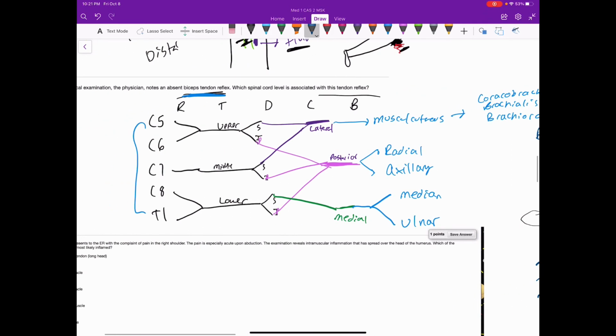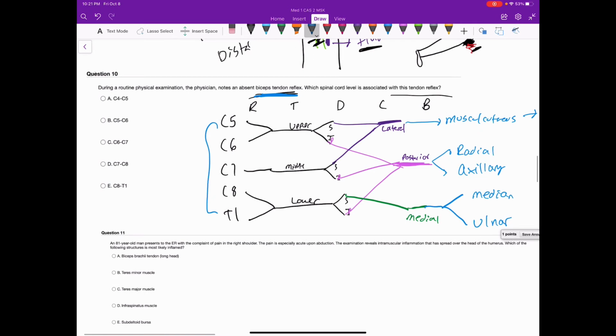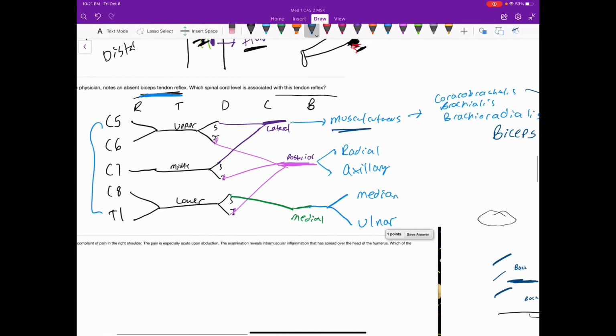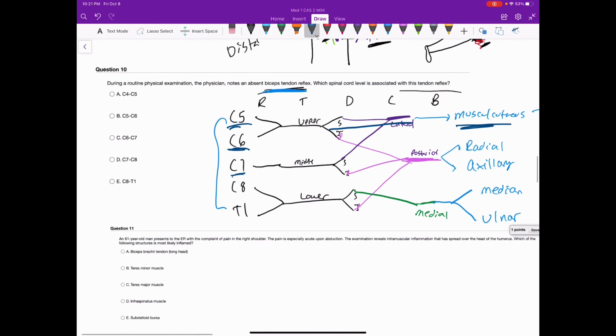So if you're trying to flex the biceps, what are you going to do? Well, you're going to use this musculocutaneous nerve. Where's he coming from? Well, if you follow him all the way back, he's mainly coming from C5 and C6. A little C7 innervation, but mainly C5 and C6. So if you have an absent biceps tendon reflex, you're going to know C5 and C6 is your answer.